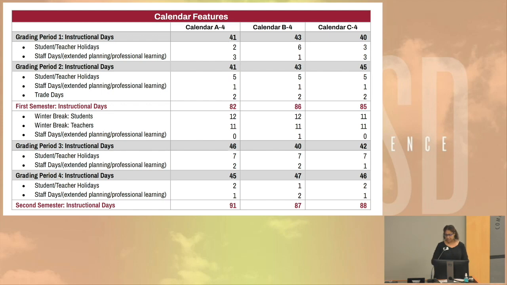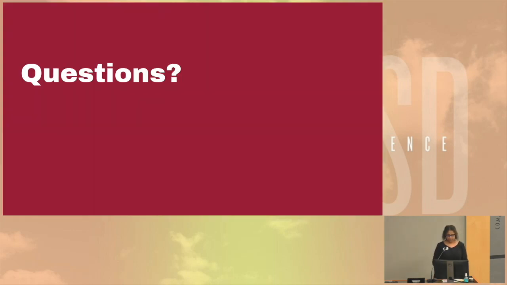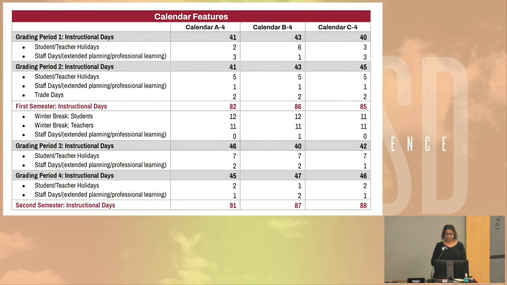And then you can see that calendars B and C, the way they're drafted, are a little more balanced across semesters. So just looking at those features, those are the biggest differences across the 3 calendars. So do you all have any questions about the drafts?